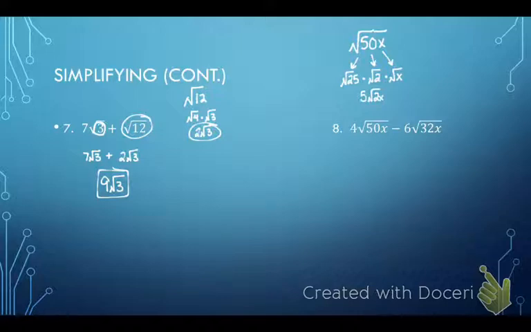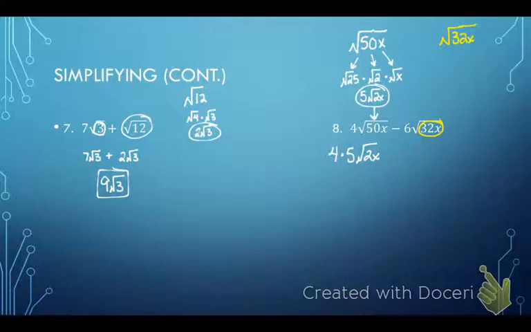So all I'm going to do is replace the square root of 50x with 5 times the square root of 2x. So I have 4 times 5 square root of 2x. Now we'll get to that in a second. I need to do the same thing over here with the square root of 32x.